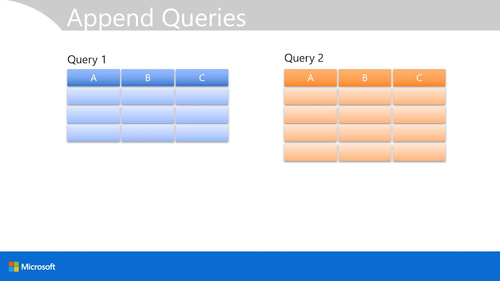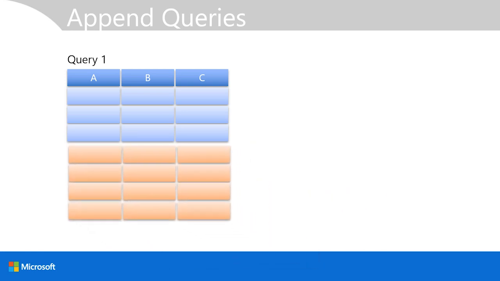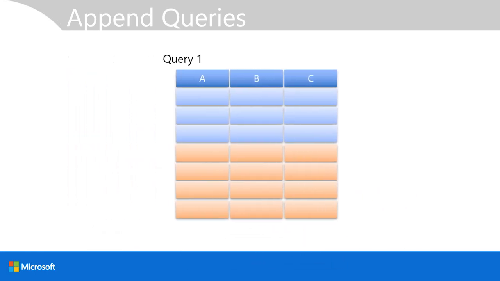In this example, we have two queries, query number 1 and query number 2. You'll notice that both queries have the exact same number of columns and they have the exact same names. We're going to assume that all the columns have the exact same data types, so column A's data type in query 1 matches the data type in query 2. If this is the case and we run an append operation, we can simply bring query 2's rows into query 1 and create a brand new result set within query number 1.